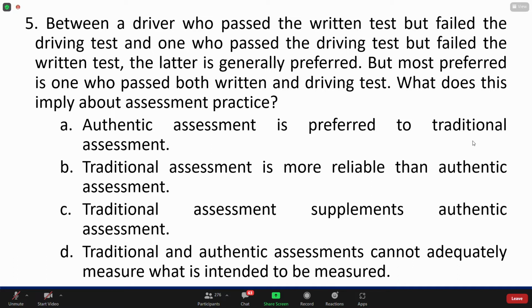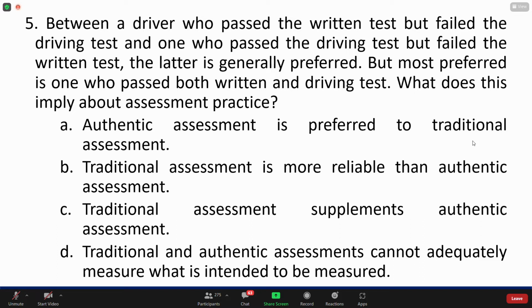Letter A, authentic assessment is preferred to traditional assessment. B, traditional assessment is more reliable than authentic assessment. C, traditional assessment supplements authentic assessment. And letter D, traditional and authentic assessments cannot adequately measure what is intended to be measured. And I answered letter A. Authentic assessment is preferred to traditional assessment.